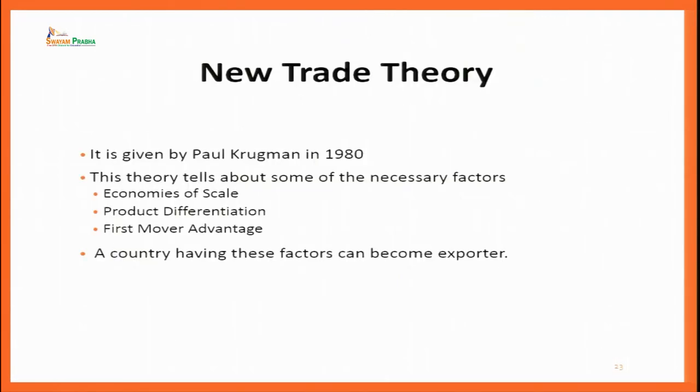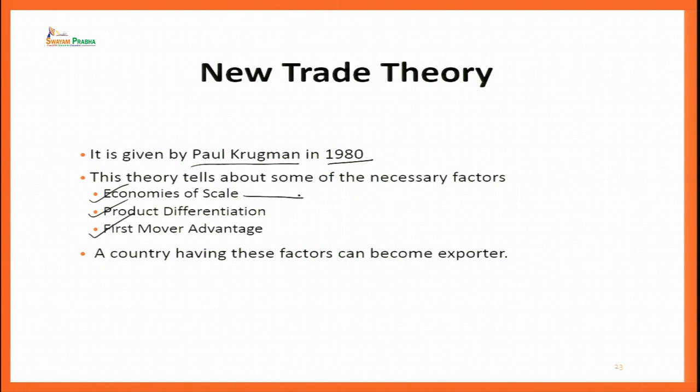Now let us move to the new trade theory. New trade theory is going to talk about three important factors, and it was given by Paul Krugman in the 1980s, and he is talking predominantly about three areas: economy of scale, product differentiation, and first mover advantage.